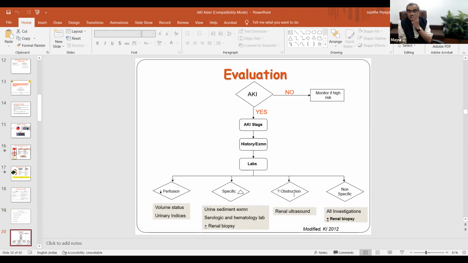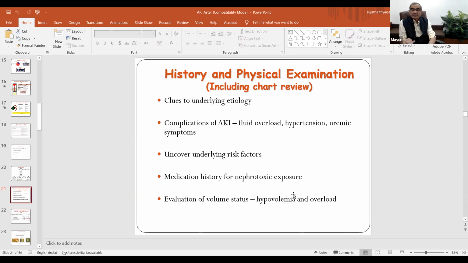Yeah, so the history and physical examination is important, and they may give some clues to the underlying etiology. And we should look for complications of AKI such as fluid overload, hypertension, and uremic symptoms. Uncover underlying risk factors. We already saw what are the different risk factors, and history of medications for nephrotoxic exposure. And evaluation of volume status is very critical, both for hypovolemia as well as for fluid overload.